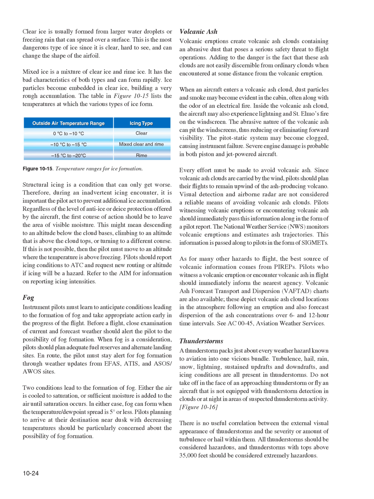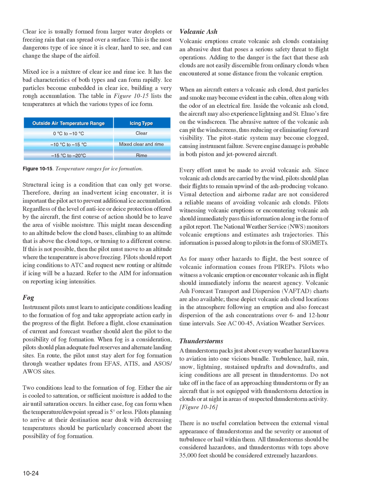The table in Figure 10-15 lists the temperatures at which the various types of ice form. Mixed clear and rime: -10 degrees Celsius to -15 degrees Celsius. Rime: -15 degrees Celsius to -20 degrees Celsius. Figure 10-15. Temperature ranges for ice formation.